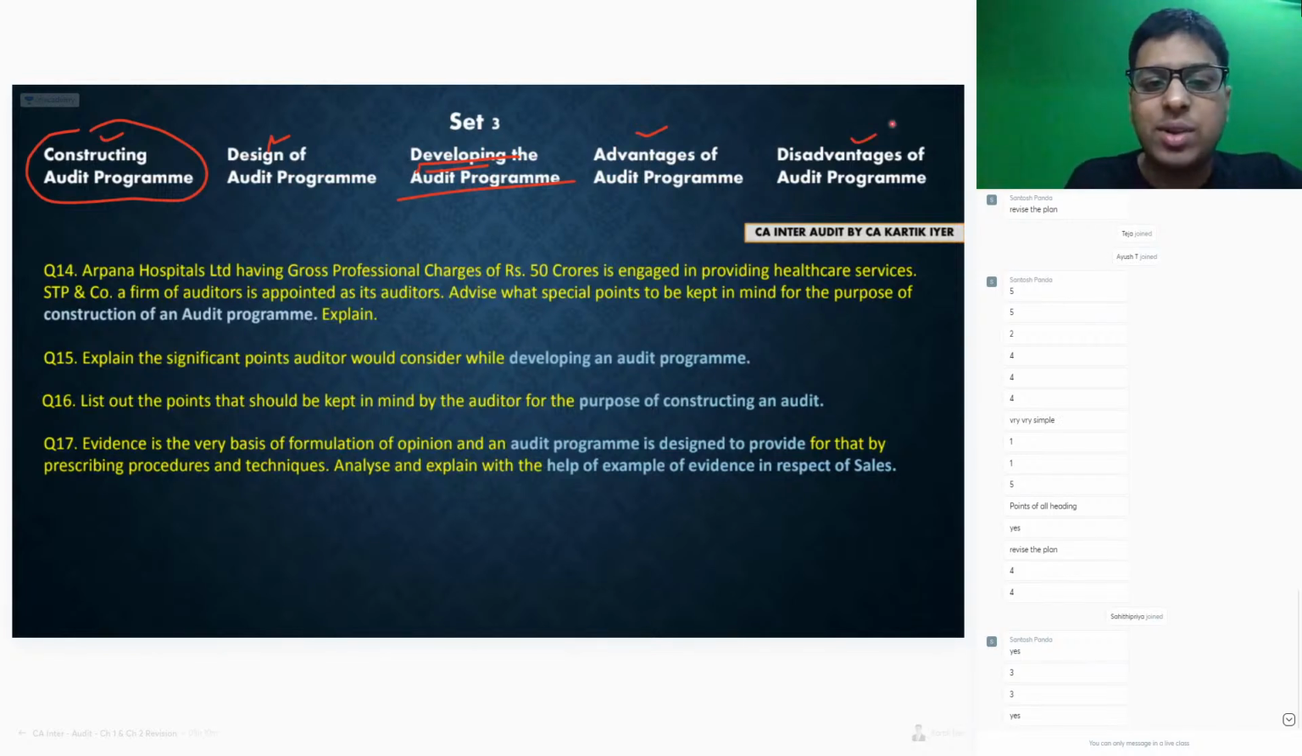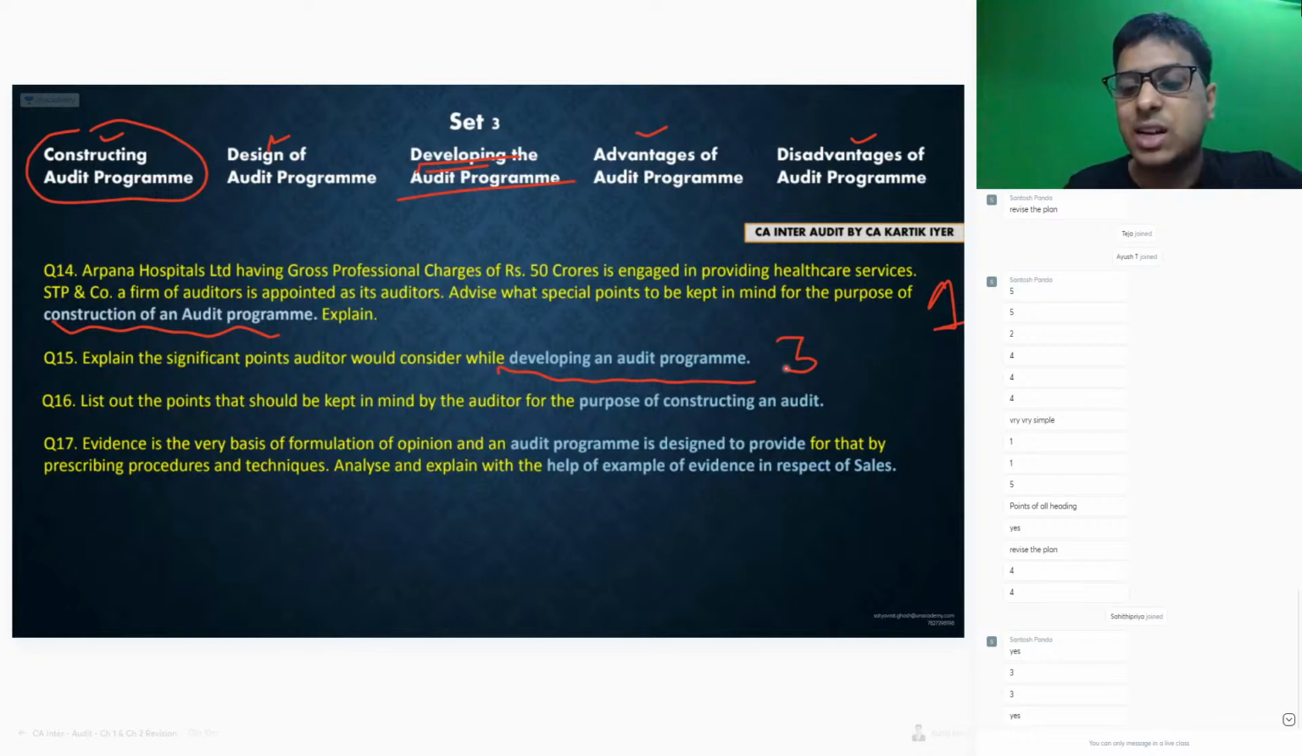Now the question that has come in the exam is construction of the audit program. Straightforward question. Answer number 1. Then you have developing an audit program. That is nothing but answer number 3. Correct? No, developing. See the word developing. 1, 2, 3, 4, and 5. So this is basically developing an audit program.